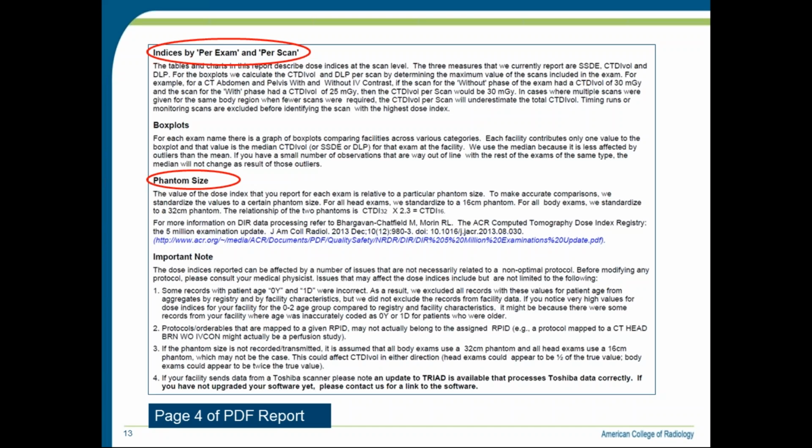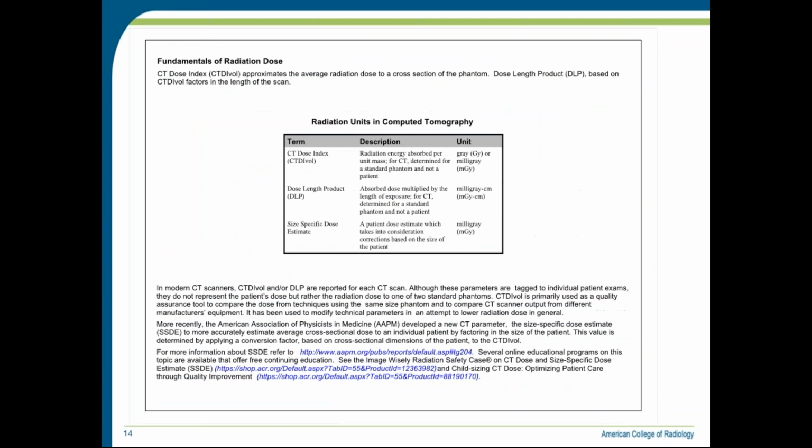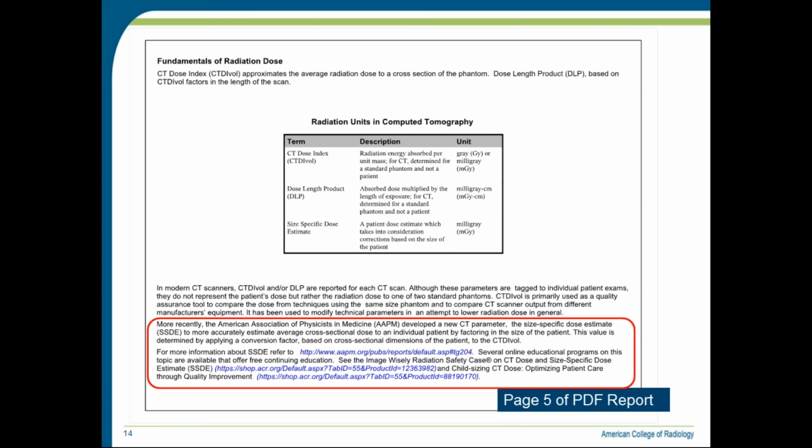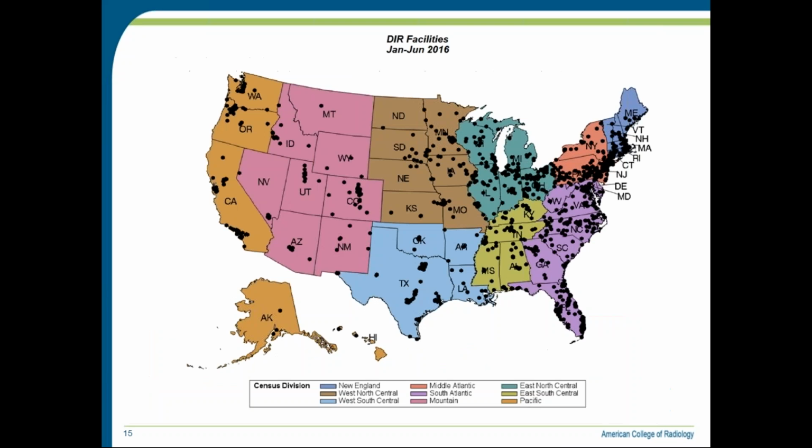There is some information about phantom size and fundamentals of radiation dose. There is information about SSDE and how we calculate the SSDE. There are links that you can go to see more details about this. And this is on page 5 of your PDF report. Then comes our DIR facility map. You can see that there is a large number of facilities all over the US participating in DIR. And this map is divided by census division.